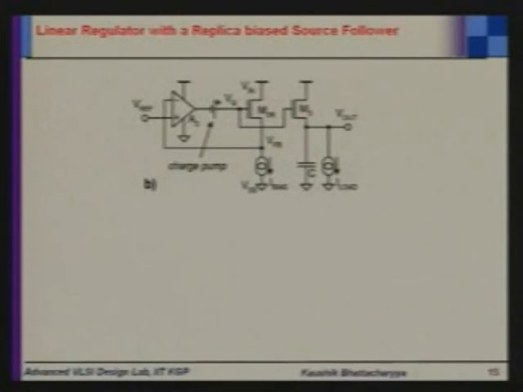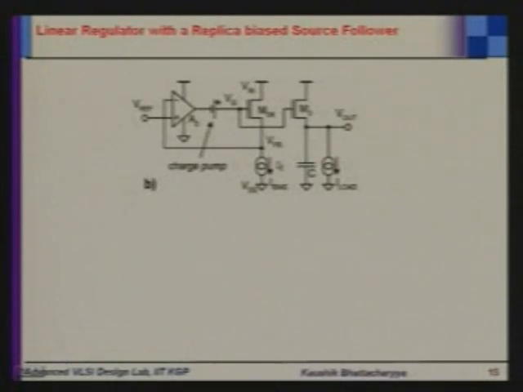Now this problem is solved through the use of a charge pump. Here artificially we are increasing the voltage Vg at the cost of using the charge pump, and the voltage headroom problem is getting solved.